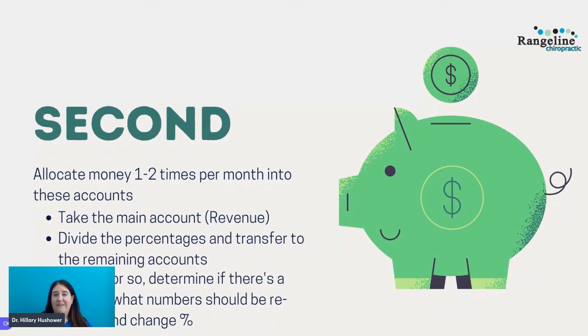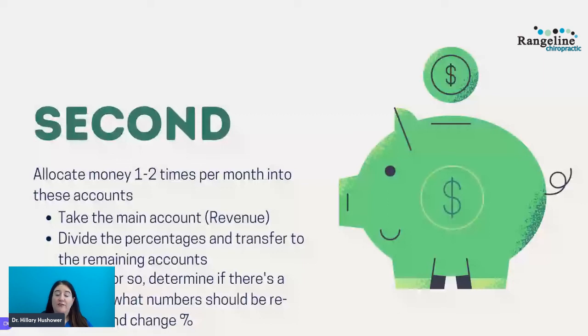Second, we're going to allocate the money one to two times a month to put into the accounts. So you take it from the main revenue account and divide the percentages and transfer the money into the other accounts. I do this on my app on my phone. It takes seconds. I do use a calculator because I'm not that good at the multiplying and dividing, all that stuff. And then in about 3 months or so, maybe quarterly, look and see if there's a balance.